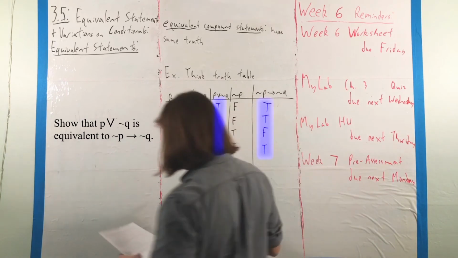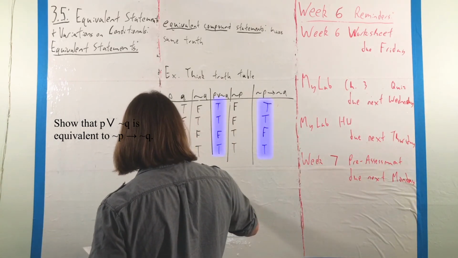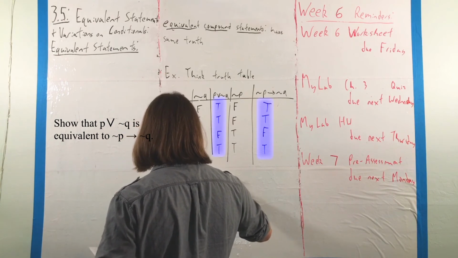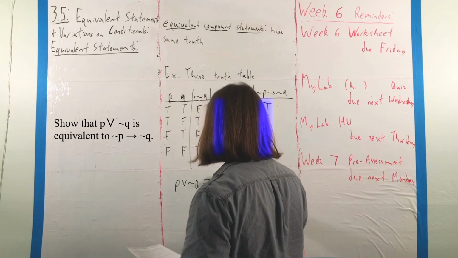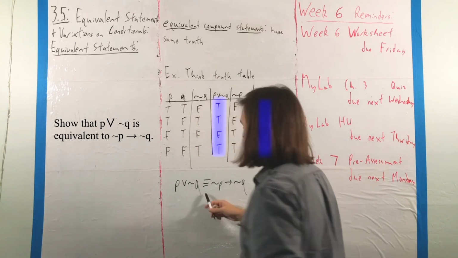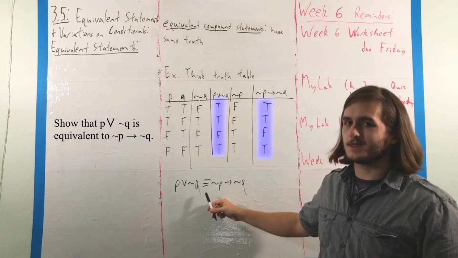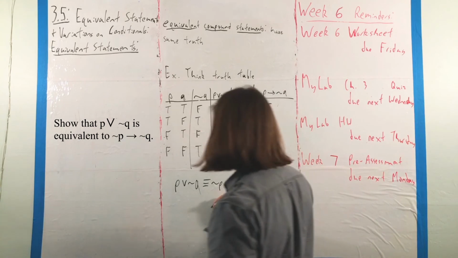So we can say that these two are equivalent, and we notate that P or not Q is equivalent to not P implies not Q, and we notate equivalent with a three-lined equal sign that says is equivalent to.